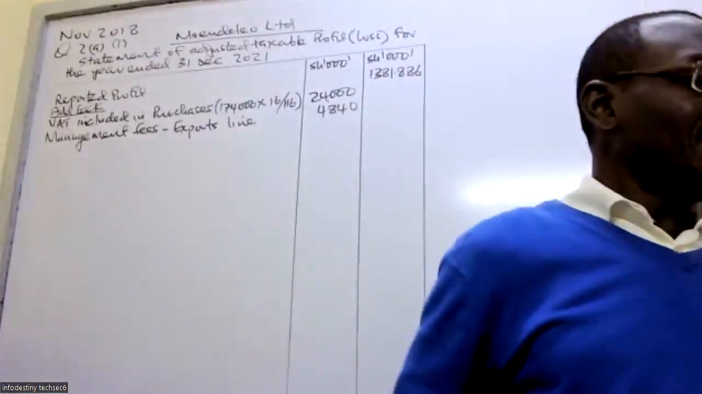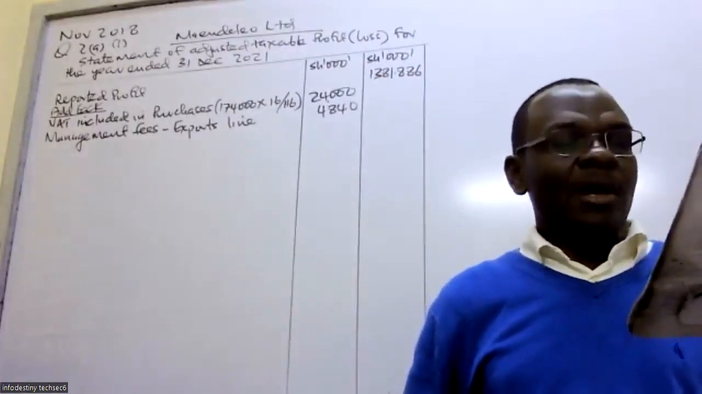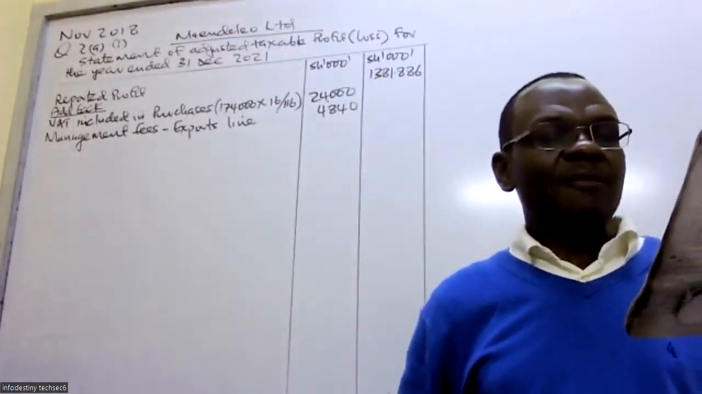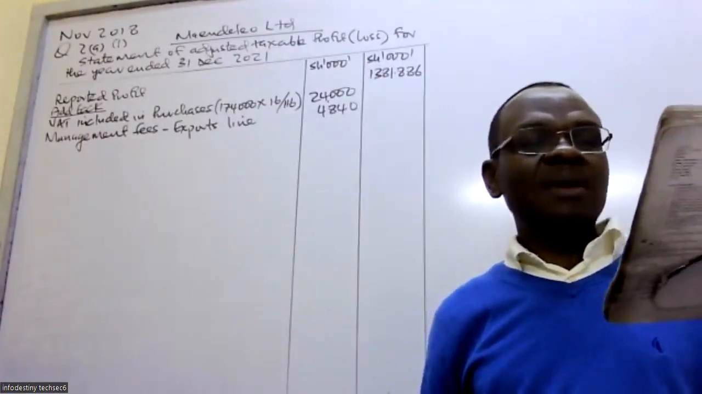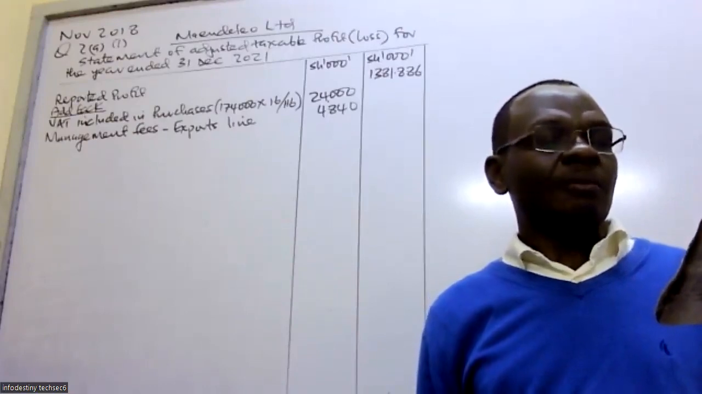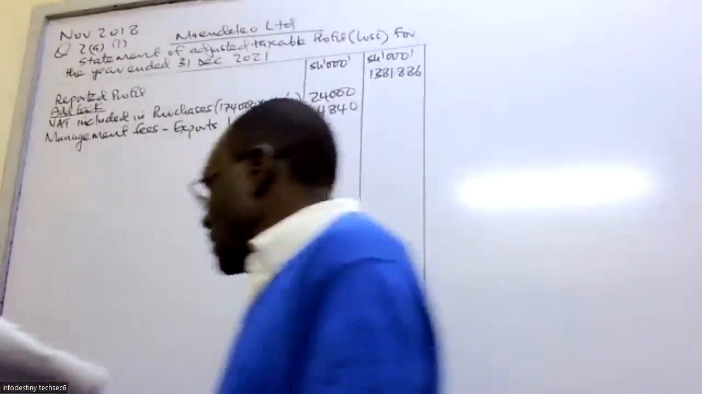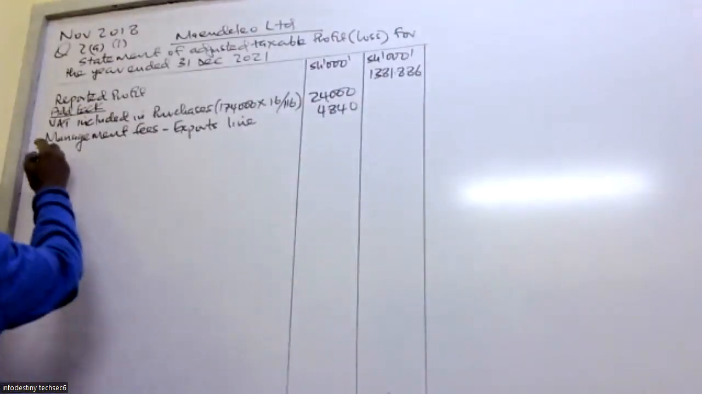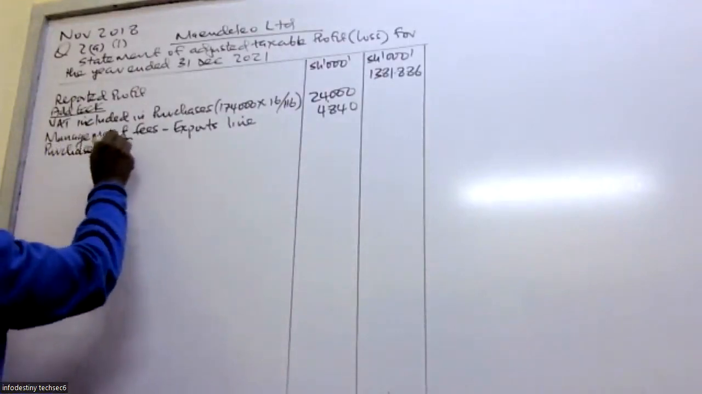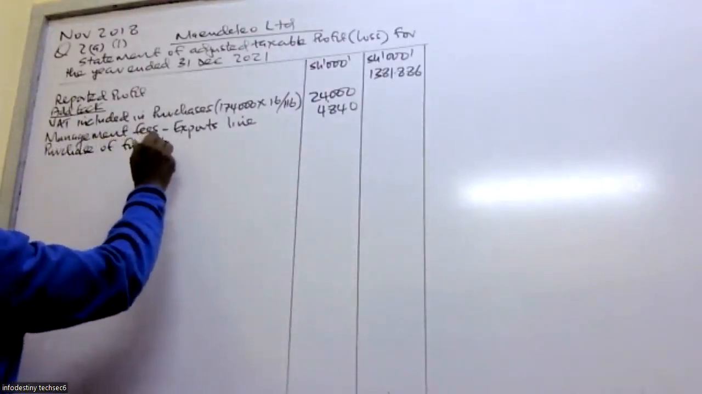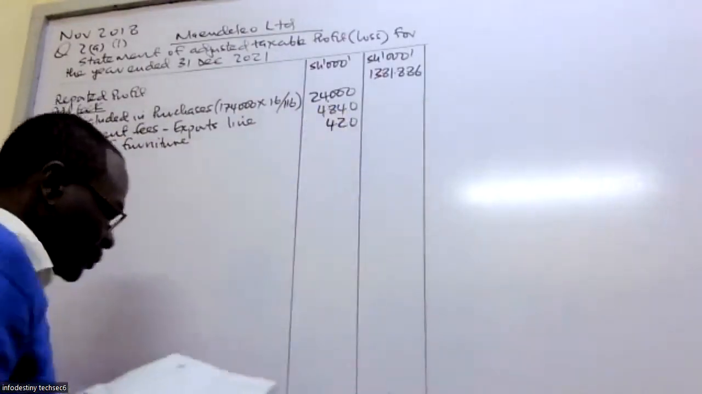Then the next item there is pension contribution for staff, which is allowable. That is contribution by the employer on behalf of employees. Staff recruitment cost is also an allowable expense under section 15 of the Income Tax Act. Purchase of furniture 420 is a capital cost, so we add back purchase of furniture. This is capital expenditure, so we add back the 420.